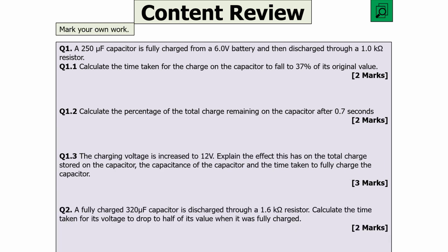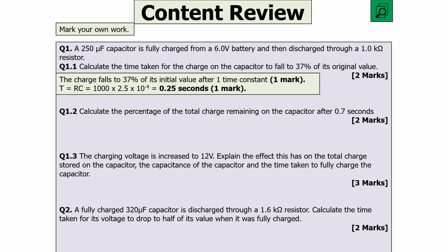Right, in this first one, you've got to remember that the time taken for the charge on a discharging capacitor to fall to 37% of original value is a time constant. And we know the time constant is RC. So you've got R, you've got C. Now remember, you turn microfarads into farads, you turn kilo ohms into ohms. So therefore you get 0.25 seconds.